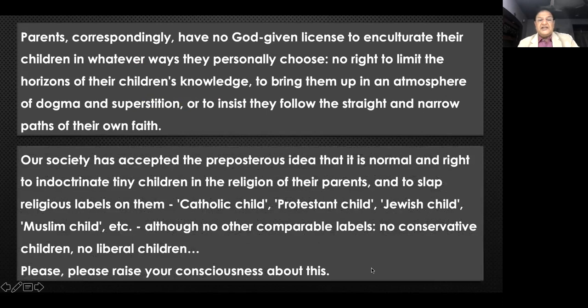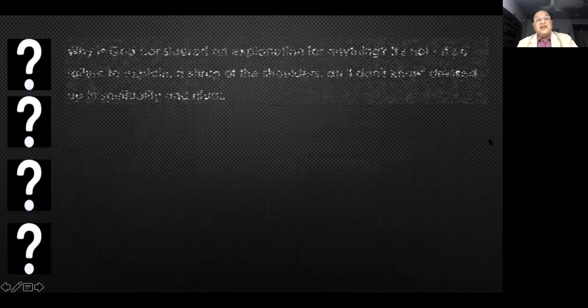And our society has accepted the preposterous idea that it is normal and right to indoctrinate tiny children in the religion of their parents and to slap religious labels on them: Catholic child, Protestant child, Jewish child, Muslim child, and so on. Although no other comparable labels, no conservative children, no liberal children. Please, please, please raise your consciousness about this. And this is one of his central arguments.